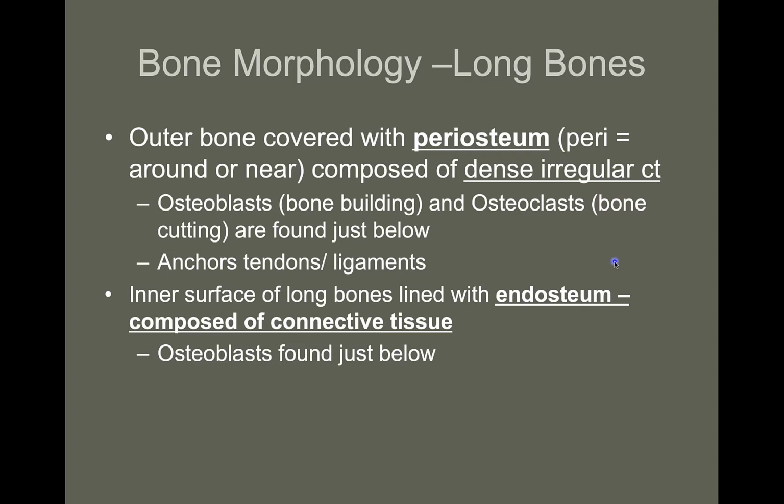On the inner surface of our long bones, we see that endosteum, and again, we're going to have some osteoblasts and osteoclasts just below that as well. Now, our compact bone is thicker in the center of the diaphysis. And so think about that for a second. Why would it be thinner around our epiphysis and thicker in the center of that diaphysis?